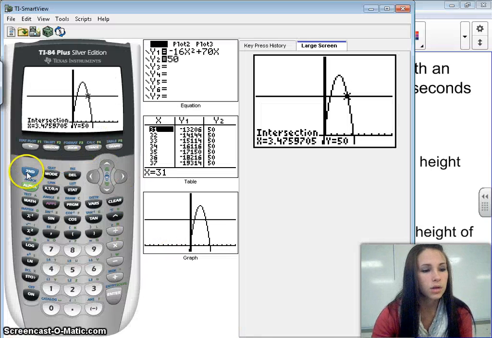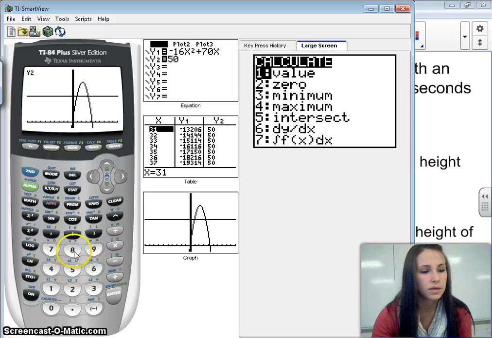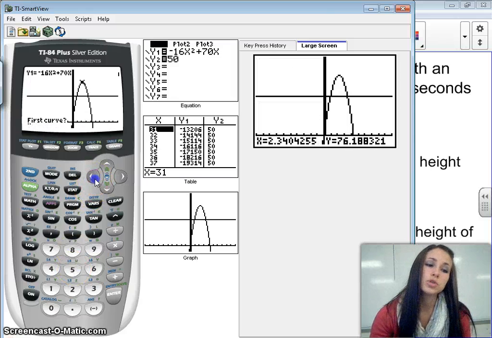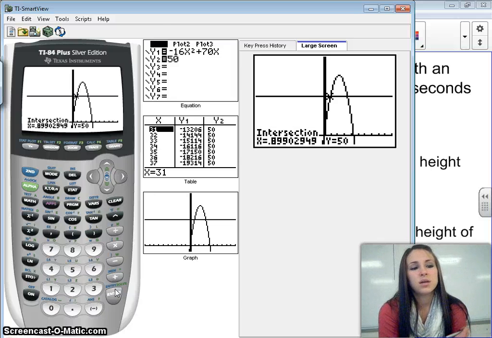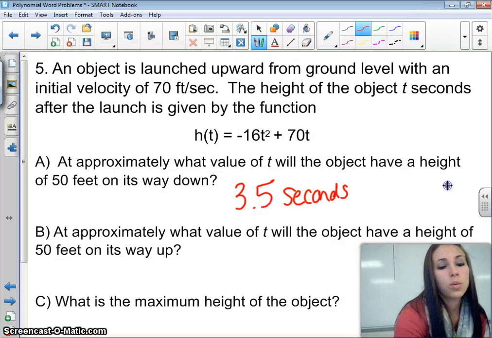Alright, part B, on its way up, it wants to know what that would be, so I'm going to do the same thing and find the intersection. And this time just get closer to that first intersection and hit enter, enter, enter. And so that's going to be at about, I'm just going to round that to 0.9 seconds.